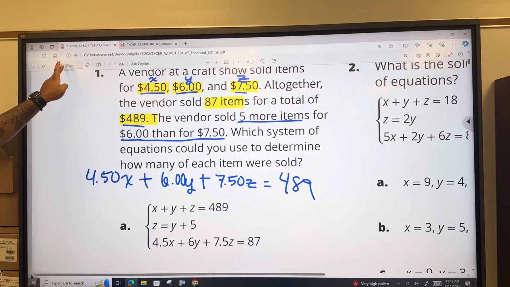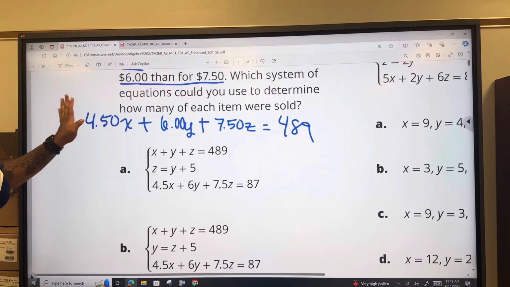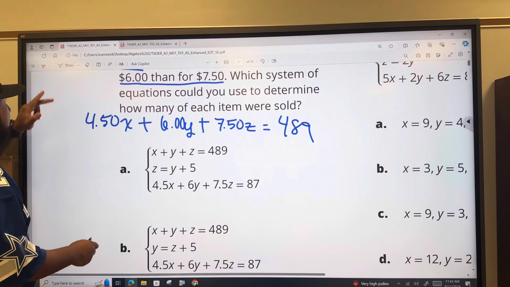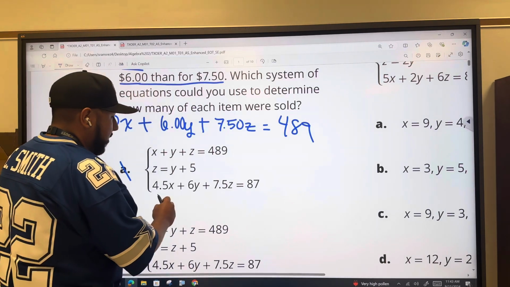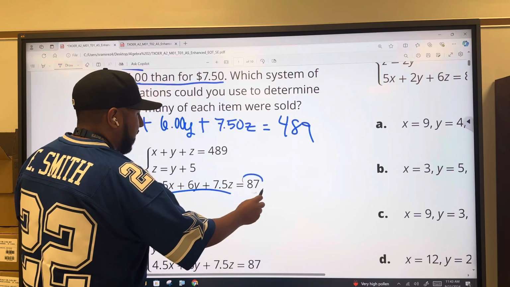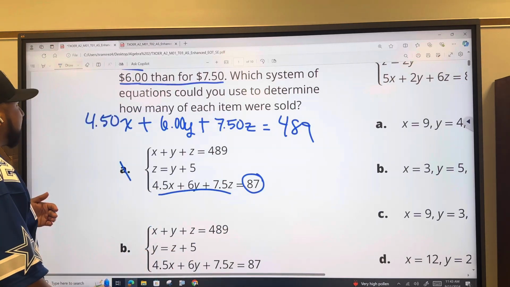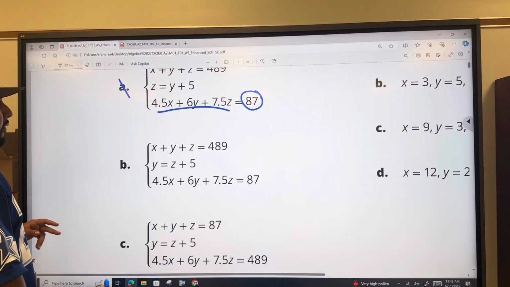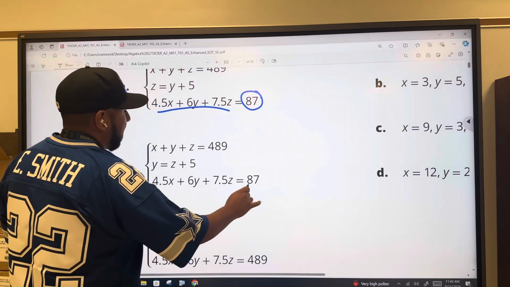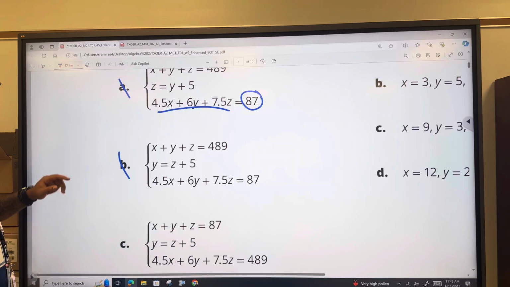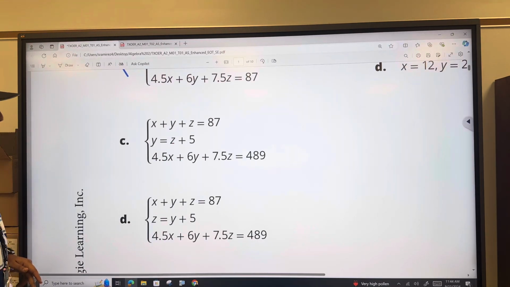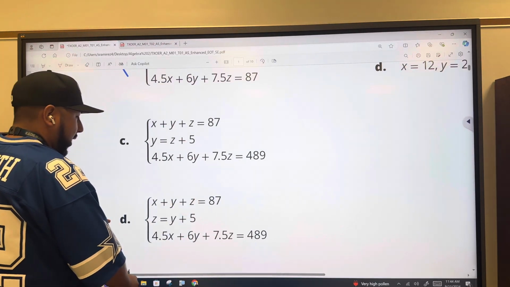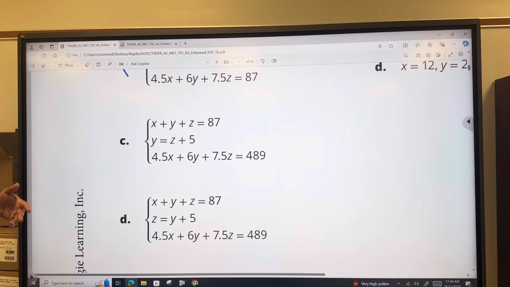I already know a lot of us are going to look at the answer choices. Obviously, it's not letter A because this right here is going to items, which is not necessarily what we want. Same scenario for letter B, going dollar amounts to items. That's not what we want. Letter C looks good. Letter D looks good. Okay, so we're on the right track.